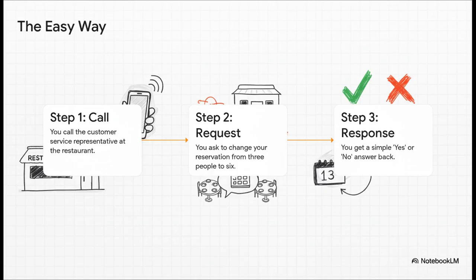So, the easy way? It's what we all do, right? You just pick up the phone, you call the restaurant. You make a very specific request to the person on the other end. "Hey, can I change my reservation from 3 people to 6?" And in return, you get a simple, clear response. "Yep, we can do that." Or, "Sorry, we're totally booked." It's clean, it's efficient, and it's simple.